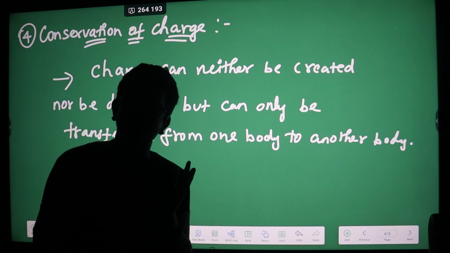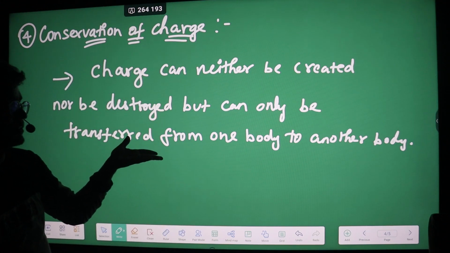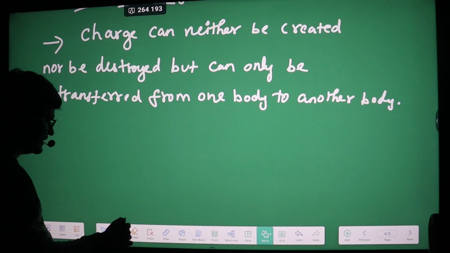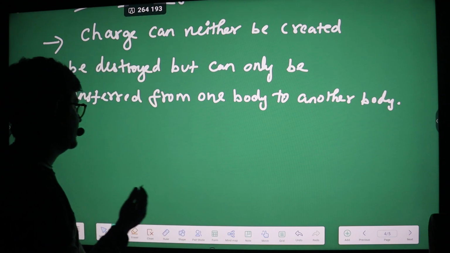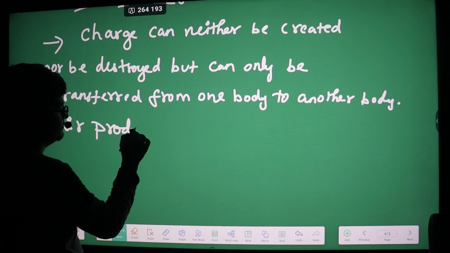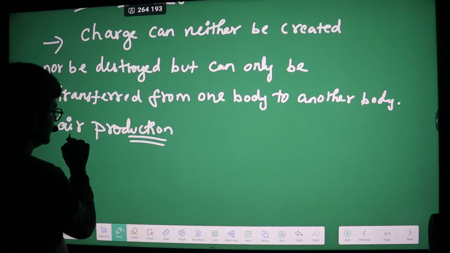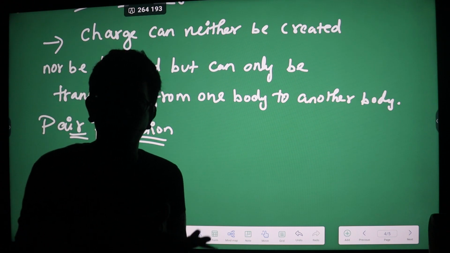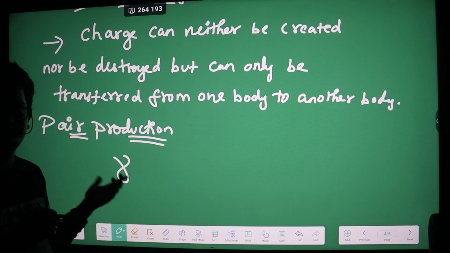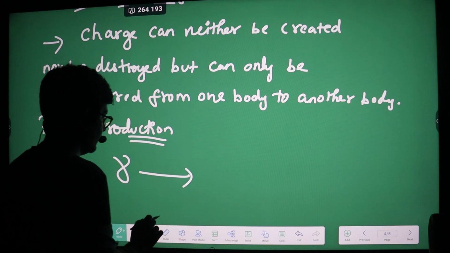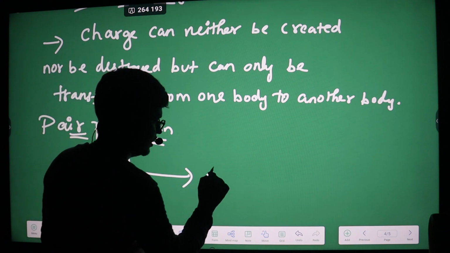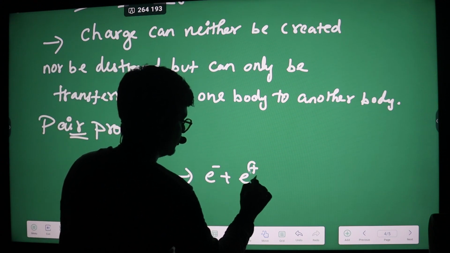But if you ask whether this statement is correct nowadays, no, because nowadays charge can be produced. There is a phenomenon called pair production. That means charges are produced in pairs. How are the charges produced in pairs? With the help of gamma photons. With the help of gamma photons, some process takes place, and this gamma photon is going to give us one electron and one positron.